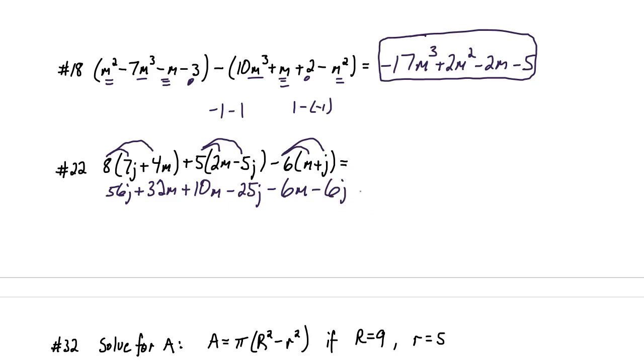Now combine like terms. If you go with alphabetical order, you would do the letter J first, then the letter M, but it doesn't really matter. Let's look for all the J terms. 56J, subtract 25J, subtract 6J. 56, subtract 25, subtract 6. That makes 25, with the letter J by it. Do the same thing with the letter M terms. So this one, and this one, and this one. 32m plus 10m is 42m, and then subtract 6m. That makes 36m.